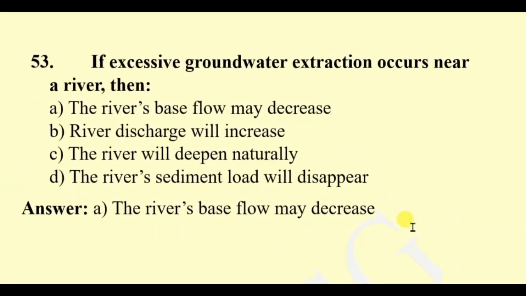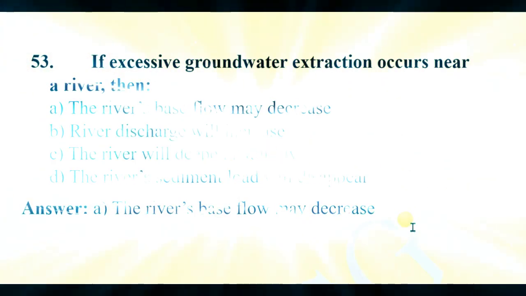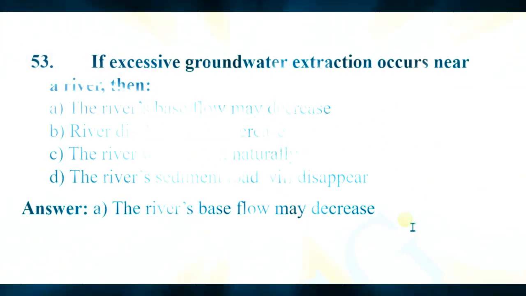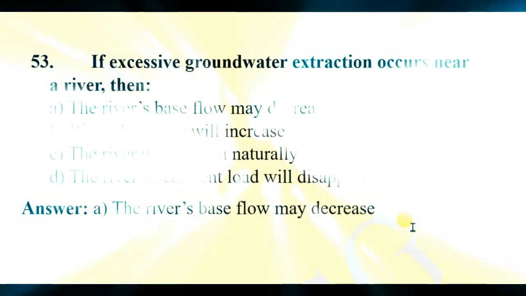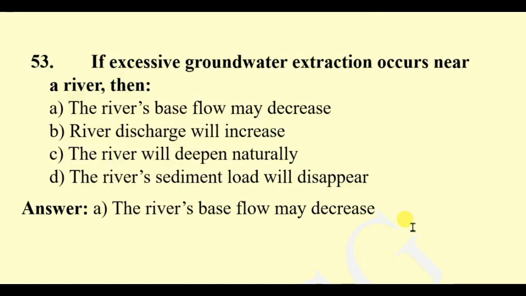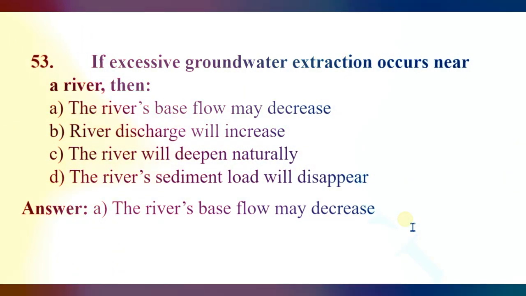Question 53. If excessive groundwater extraction occurs near a river, then the river's base flow may decrease, river discharge will increase, the river will deepen naturally, the river's sediment load will disappear. Here the right answer will be the river's base flow may decrease.